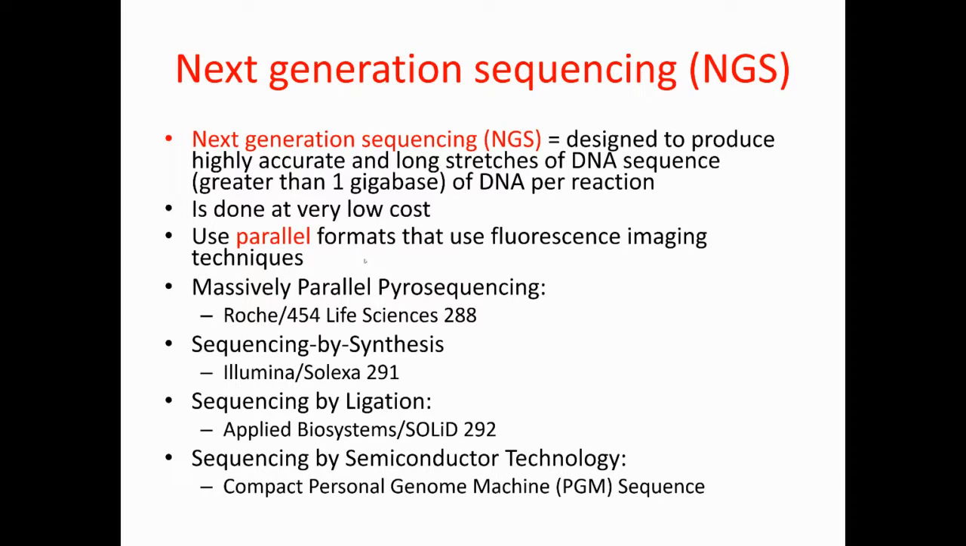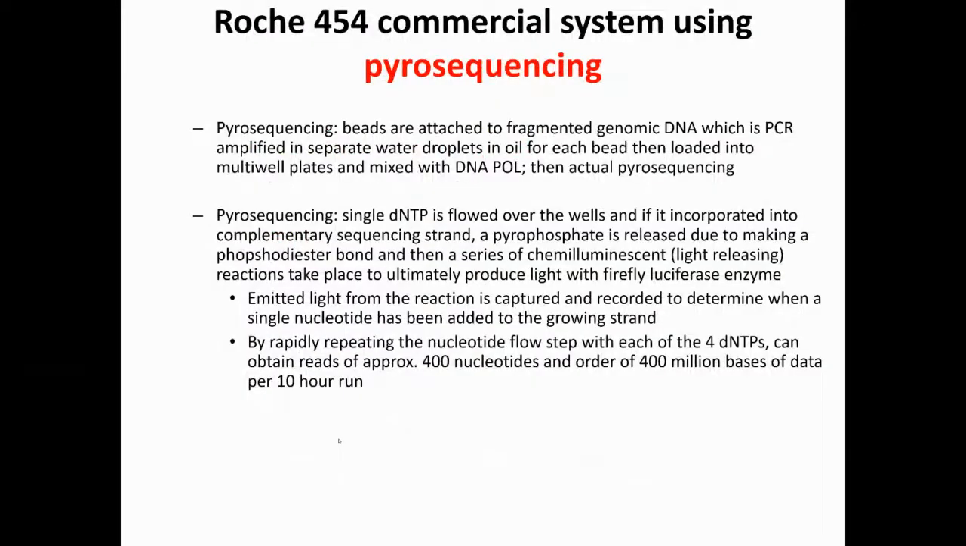And then between 2000 and 2010, 4 different NGS technologies were developed. One is called massively parallel pyrosequencing, and the vendor is Roche. Then sequencing by synthesis, by Illumina. Sequencing by ligation, that's Applied Biosystems. And sequencing by semiconductor technology. So these 4 different technologies were developed. Of course, the pyrosequencing idea comes from the pyrosequencing.